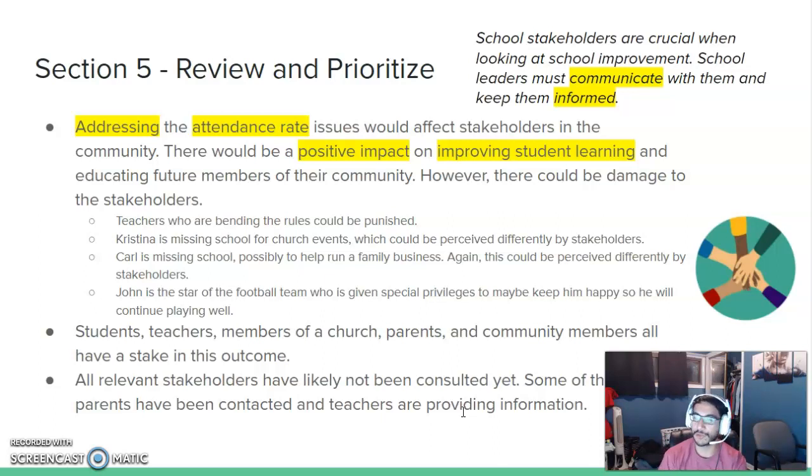Students, teachers, members of a church, parents, and community members all have a stake in this outcome. And then all relevant stakeholders have likely not been consulted yet. Some of the students' parents have been contacted, and teachers are providing information.